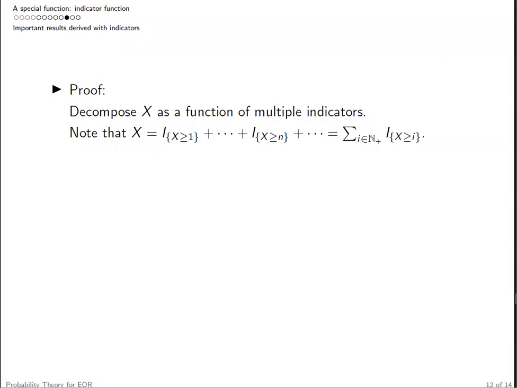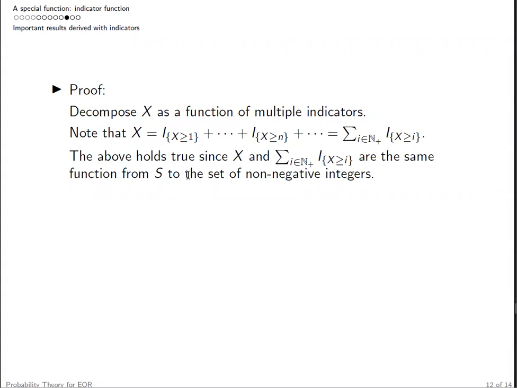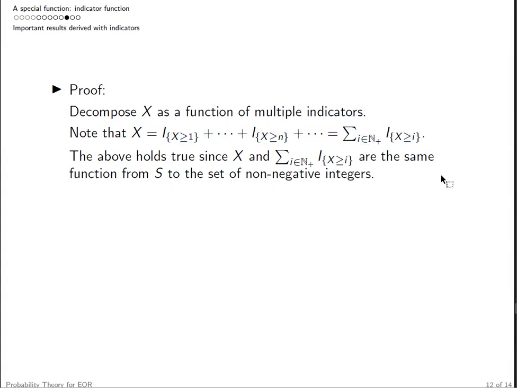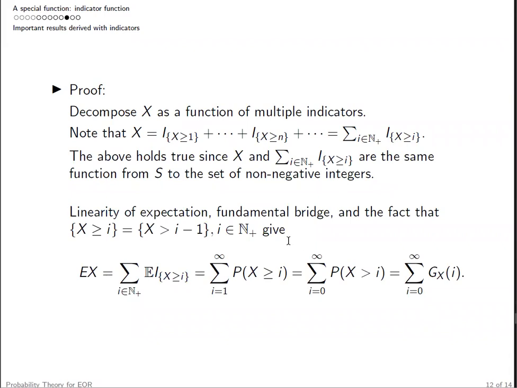What's the next move? The next move is kind of straightforward. We're going to work with the fundamental bridge. So the above holds true because on both sides they are the same function from S to the set of non-negative integers, and they are the same random variable. Now we're going to apply the fundamental bridge. Let's take expectation on both sides. This is the expectation of X. And here we have the summation of the probability that X is larger or equal to i.